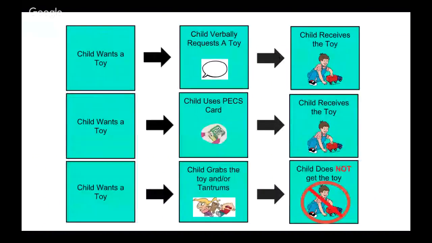Here is a visual of how functional communication training will be used to help these children. So if a child wants a toy and they verbally request the toy, then the child will get that toy. If a child wants a toy and uses a PECS card, then the child will receive the toy. If a child wants the toy and the child grabs the toy or has a tantrum or begins a fight, then the child will not receive that toy.